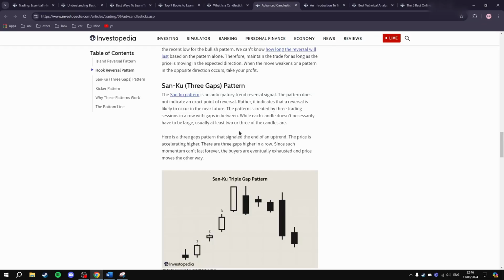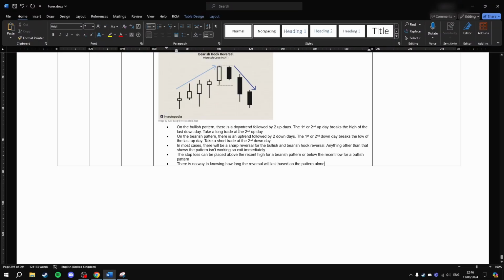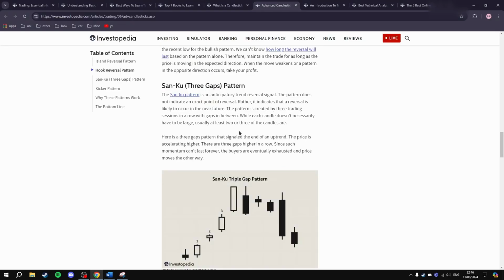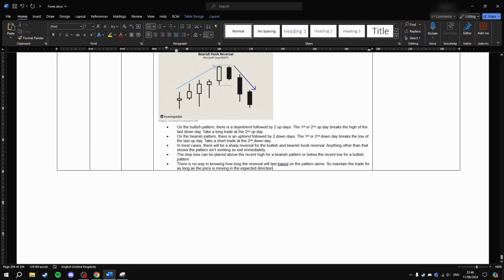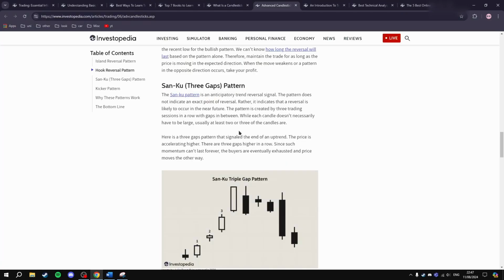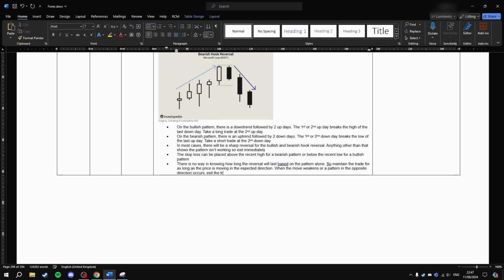Therefore, maintain the trade for as long as the price is moving in the expected direction. When the move weakens or a pattern in the opposite direction occurs, exit the trade.